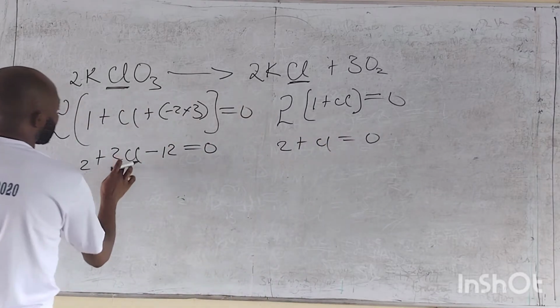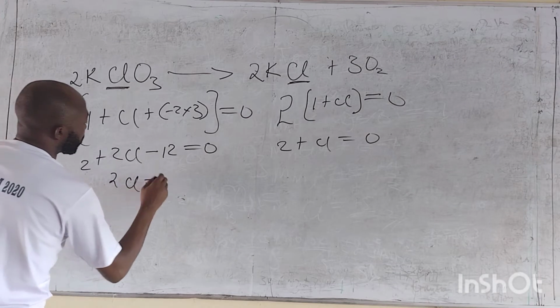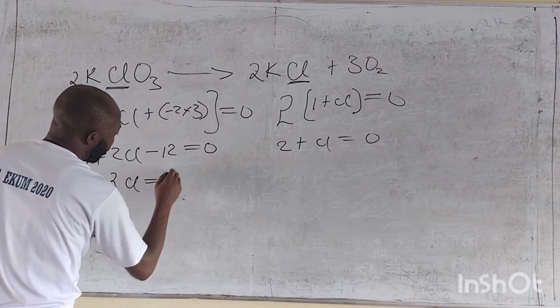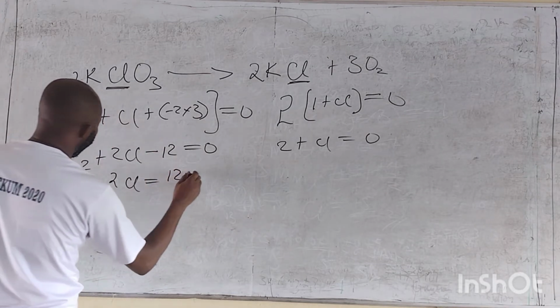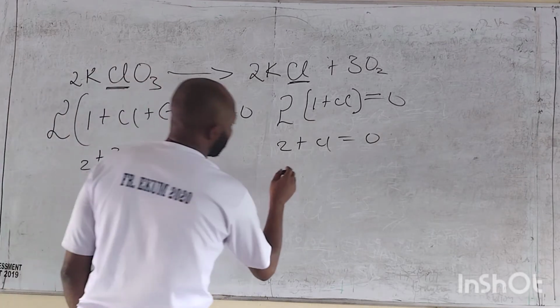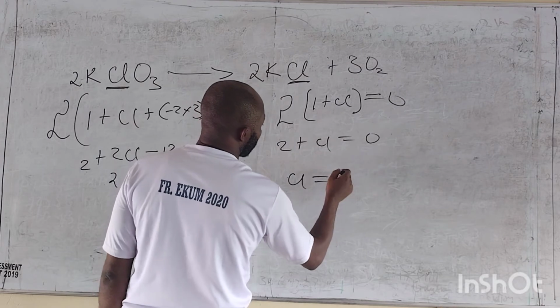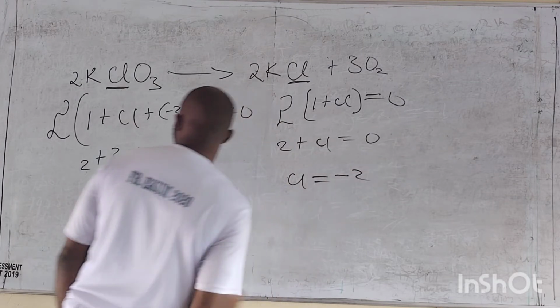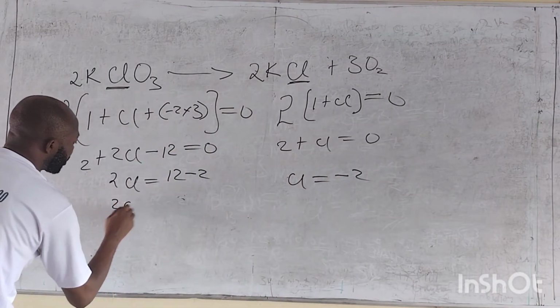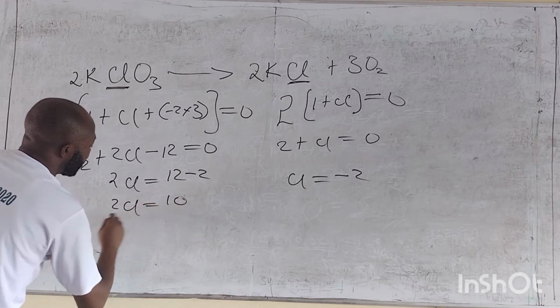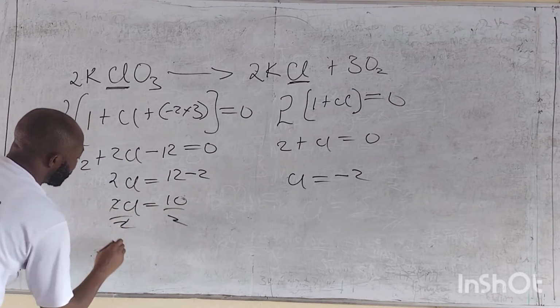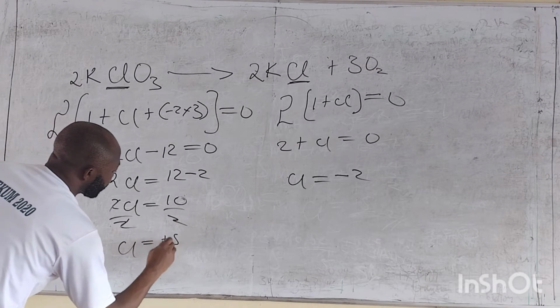Okay, make this the subject, so 2Cl equals 12 crossover becomes plus 12, 2 crossover becomes minus 2. And this is Cl equals 2 crossover becomes what? Minus 2. Now, this is 2Cl equals 10. Divide both sides by 2. Cl equals plus 5.